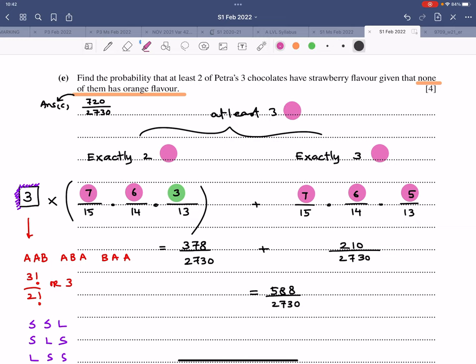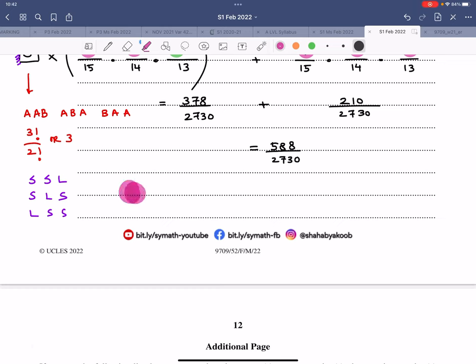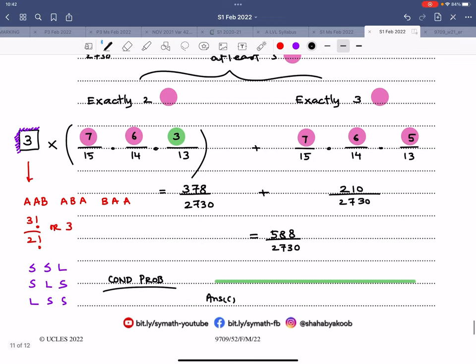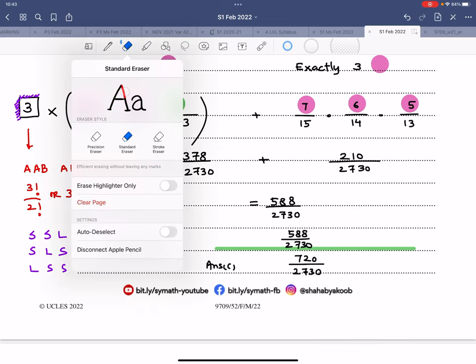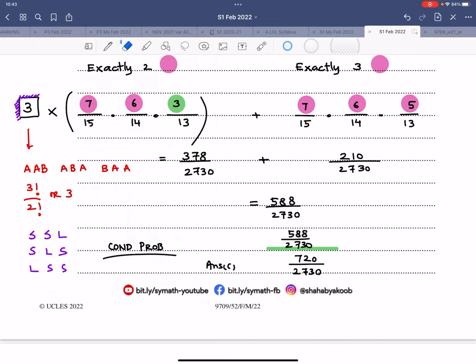Now it's about conditional probability. And the working is what? You have to get it right, and you have to make sure what goes at the bottom. So the answer of part C, that is 720 over 2730, goes at the bottom. This answer, 588 over 2730, goes at the top. And let me erase it a bit. So therefore, this answer boils down to 588 over 720. That's why I did not reduce it.